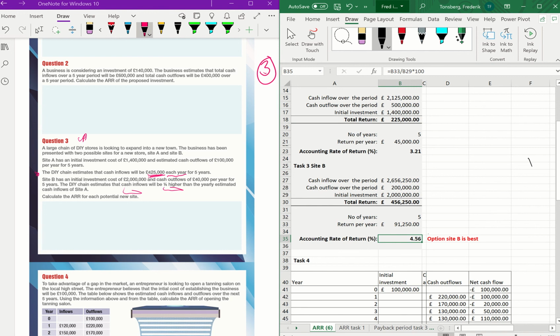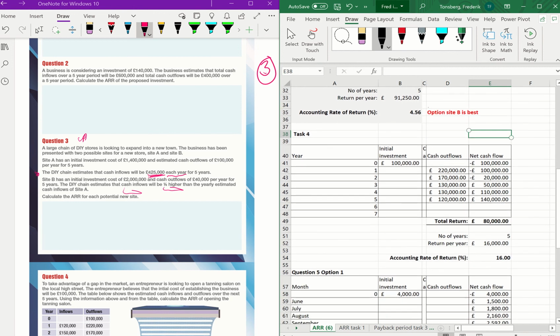What is noticeable though is that the return per year of option B is 91,000-ish. The return per year for option A is 45. So on paper it sounds like option B is so much better. But actually the initial investment of option B is also significantly higher than it is for option A, and therefore when you see it on a ratio basis or percentage basis, although option B is better clearly, it's not that much in percentage terms, and that is because the initial outlay is fairly higher for option B, but option B is still the best.